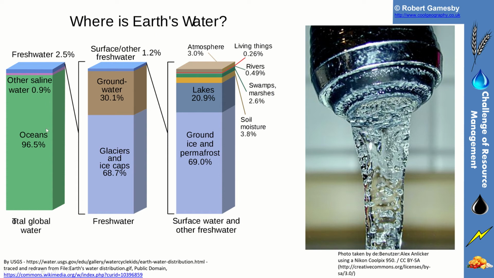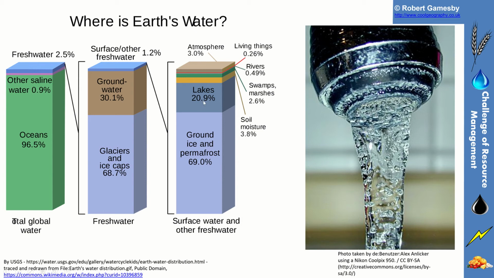Okay, 96.5% of the world's water is found in the oceans, which is not really usable for mankind unless you've got a desalination plant, and there's very few of those around the world. Only 2.5% of our water is fresh water. Then when you break down that fresh water, nearly 70% of that is locked up in glaciers and ice caps, and the rest is trapped in the ground, or is surface or fresh water. And then when we break that down, that's another 1.2%. A lot of the water in the ground is frozen, so is inaccessible.